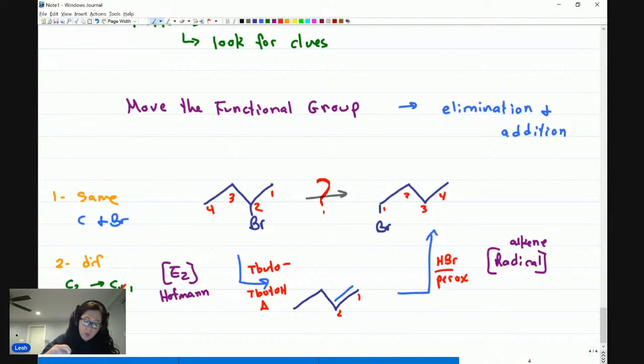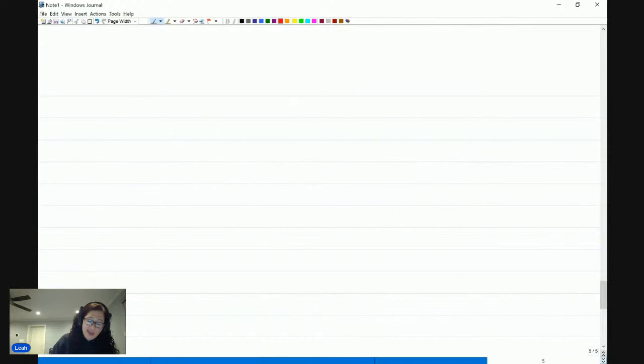So again, what did I accomplish here? I moved the functional group. And so if you're given something and you need it somewhere else, just addition, elimination, as much as you need. It doesn't even have to be the same functional group because I can do that with anything.